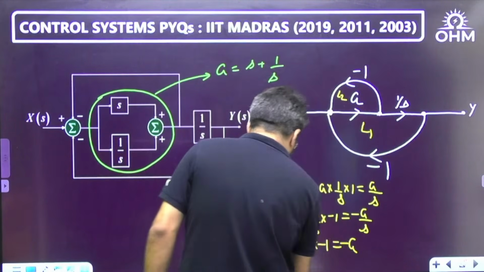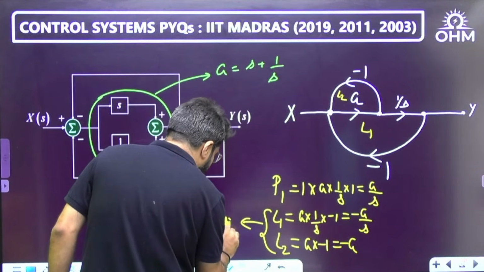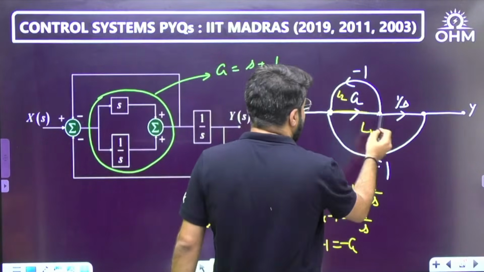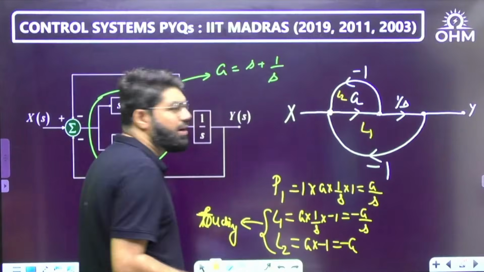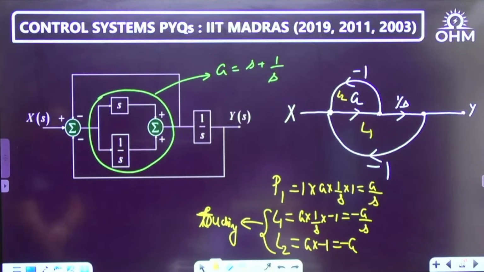This is minus G. L1 and L2 are the two loops and they are clearly touching each other. The entire branch G is common between L1 and L2. Correct now? Right, correct. This is the story.